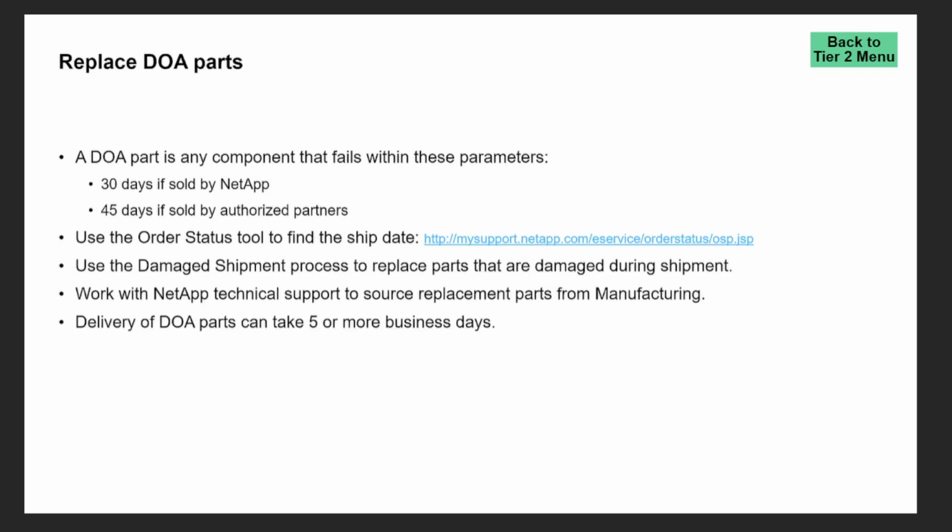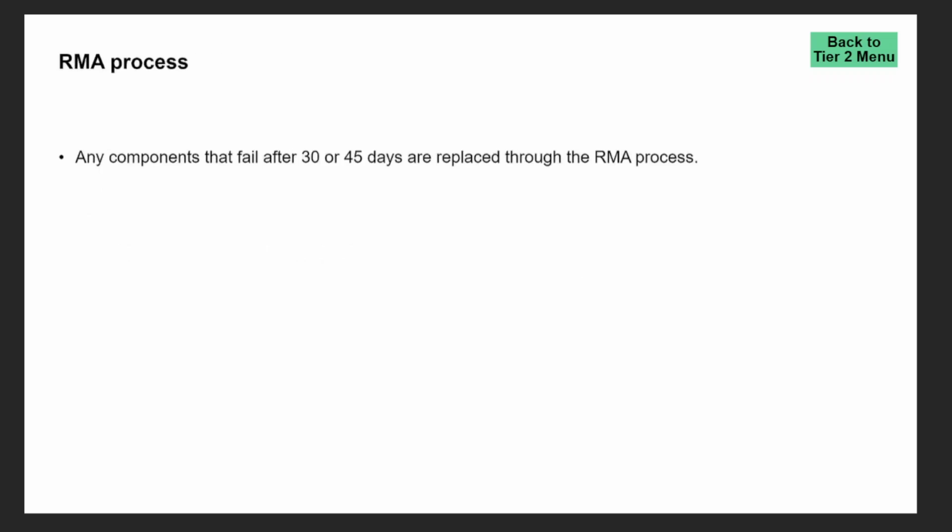The DOA replacement process differs from the RMA process. Sourcing of replacement parts is not covered under the customer support contract, so customers are not guaranteed part replacement within 4 hours. Parts are sourced from manufacturing, and replacement takes 3 to 5 business days. Customers have the option of using refurbished parts from the RMA parts depots if they cannot tolerate such a lengthy delivery time. The RMA process is used to replace parts that fail after the equipment is installed and working, following the first 30-day or 45-day period as described earlier.